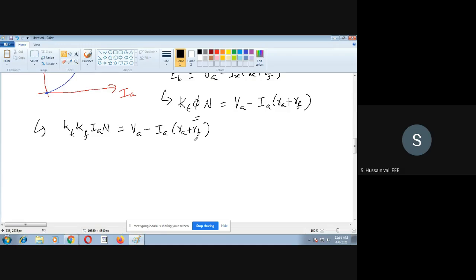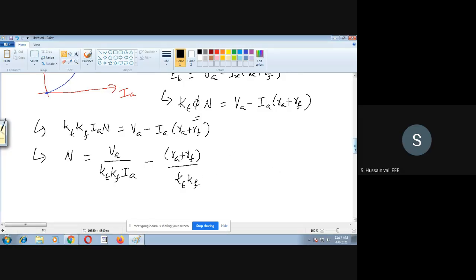And then, okay, we will do one thing. What we are going to do is that we will put N this side, then we will send everything to the right hand side. Then it becomes Va by Kt Kf into Ia minus Ra plus Rf by, see Ia will get cancelled, so Kt into Kf. We got this equation.